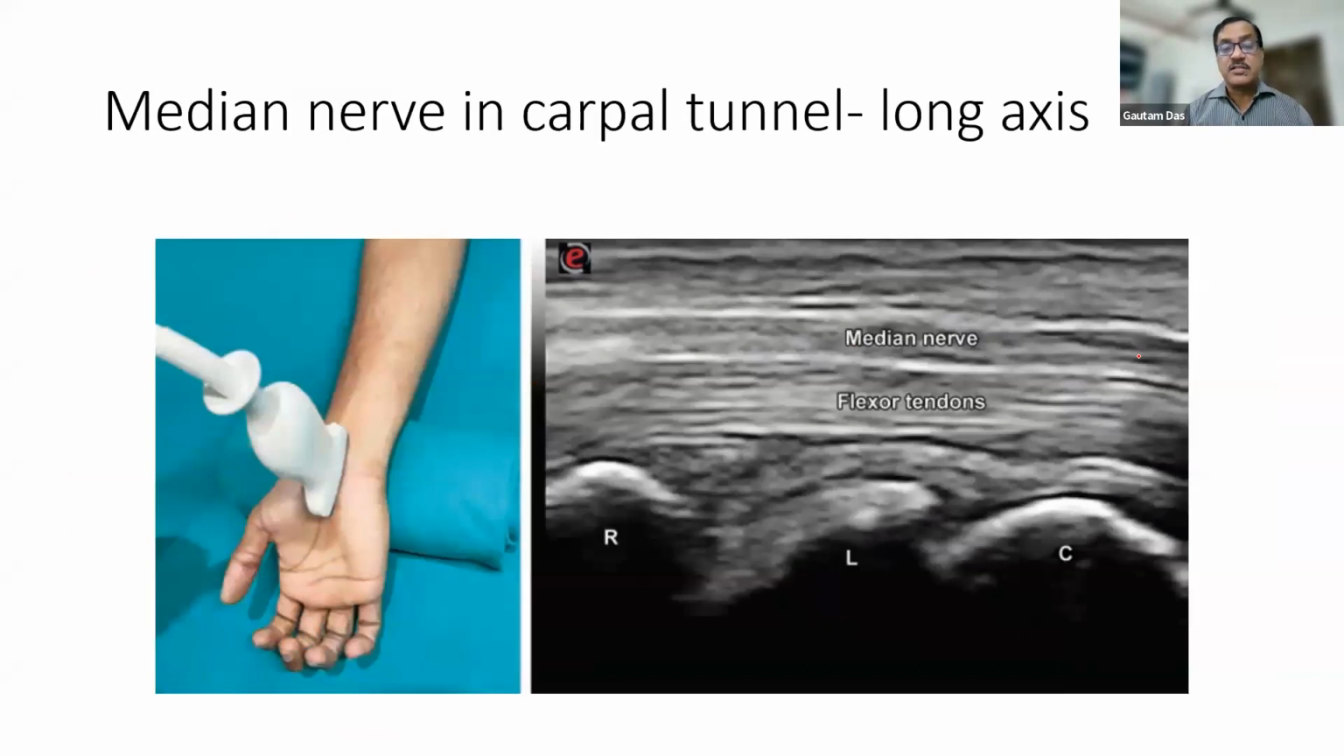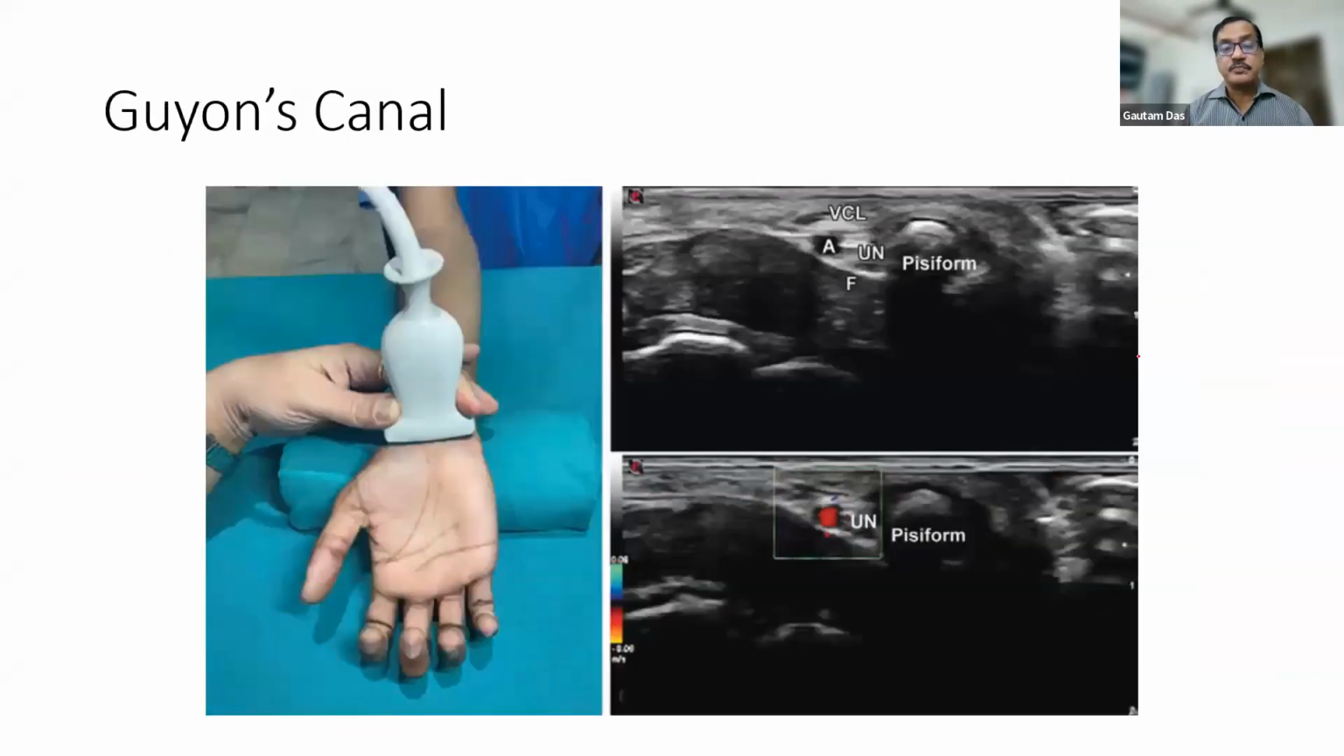These are in the long axis, the median nerve, and this is Guyon's canal. Guyon's canal is this. This is your ulnar artery, and beside it will be the nerve. The floor will be formed by the flexor retinaculum, and here will be the flexor carpi ulnaris, which will be just above that.